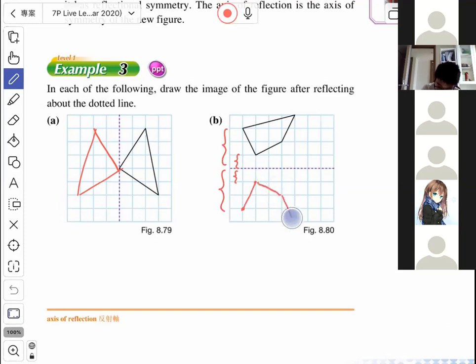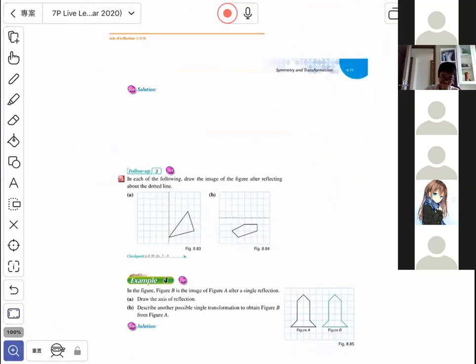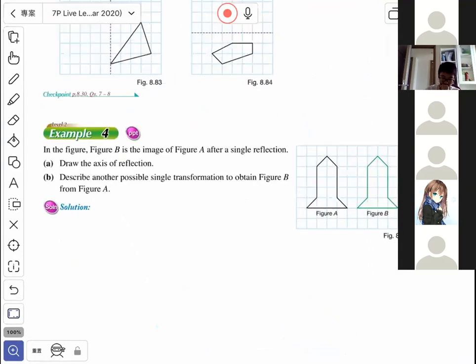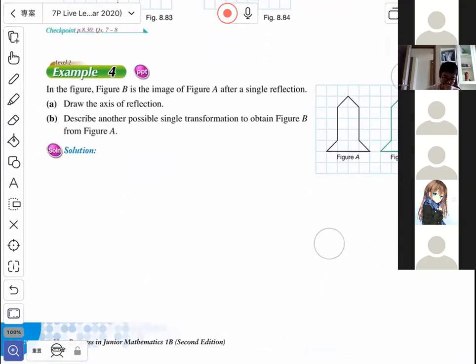Like this. After you do all of them, you join all the lines and you get full marks. 嗱，應該就唔係好難嘅，所以我唔想講太耐啦，即係就畫完咁就算㗎啦。Okay, so follow up 3 you can do it yourself. And follow up 4, draw the axis of reflection.